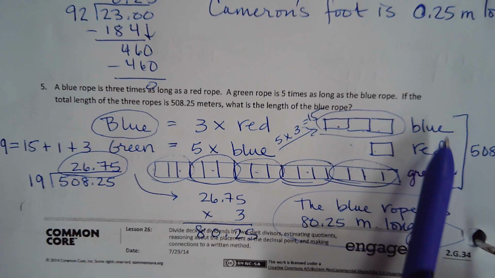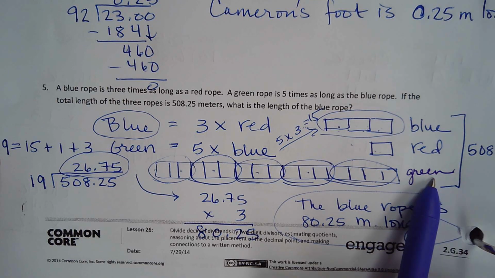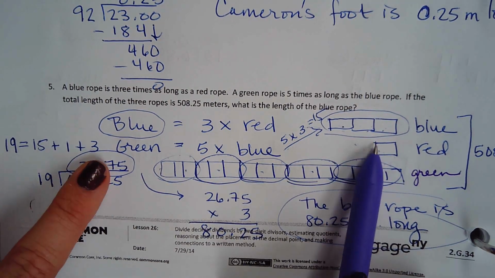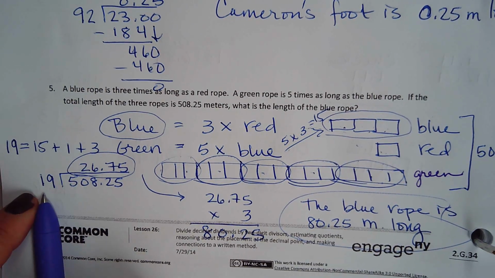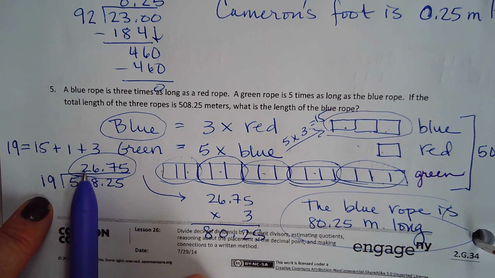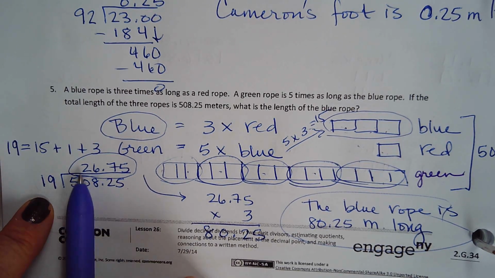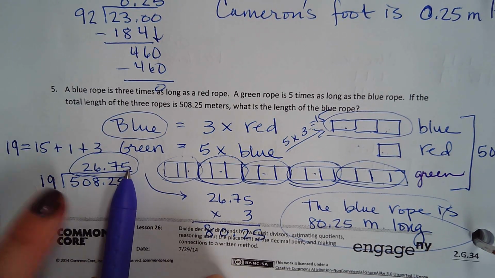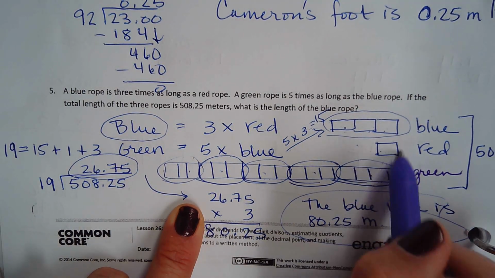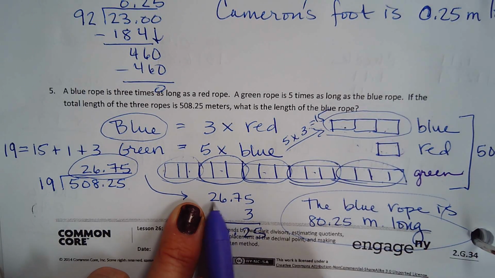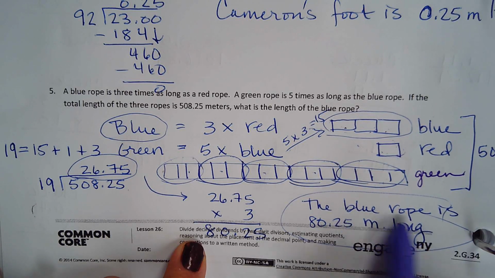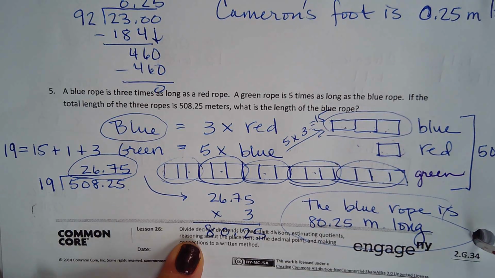So here is the blue, here is the red, here is the green. I'm going to add 15 plus 1 plus 3 to get 19. 19 meters, right? Into 508.25. So 26.75 is what you get. You're going to take that. That is just for this red. Now I'm going to go 26.75 times 3 for 80.25. The blue rope is 80.25 meters long.